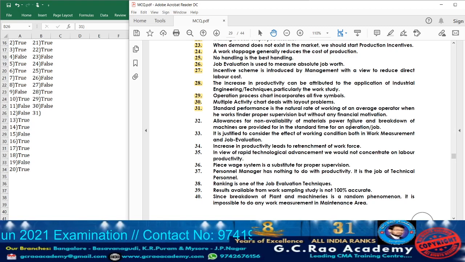Actually, what is standard performance? We can tell standard performance is the establishment of the organization's system standards, targets or goals, so as to improve the practices followed in the organization. That we are going to call standard performance.